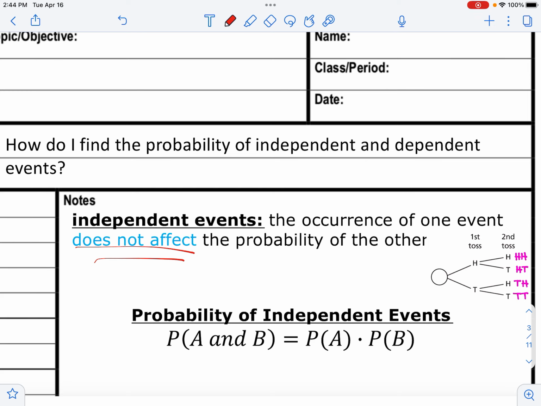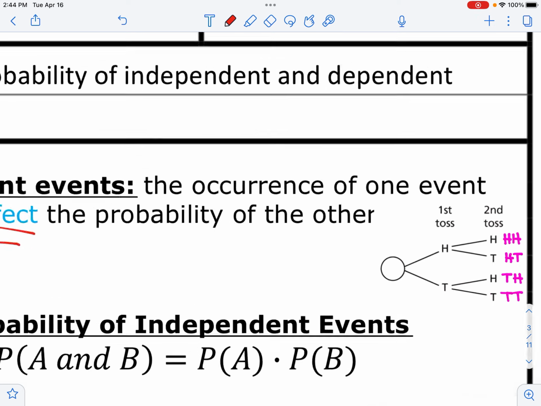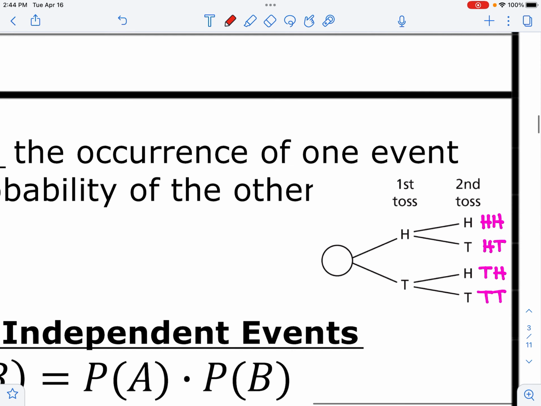An example of two independent events would be just tossing a coin twice. Let's say I toss the coin the first time, I can get a heads or a tails. Now that doesn't change what I can get on the second toss. On the second toss, I can still get a heads or a tails either way, regardless of whether I got a heads or a tails the first time. So they don't impact each other.